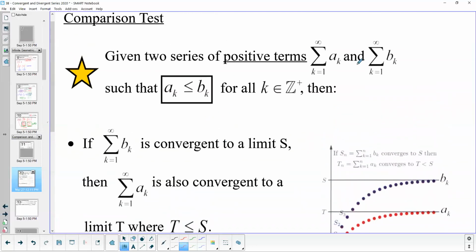And so this says, given two positive terms, a sub k and b sub k, the first thing you want to establish is a relationship between those two such that a sub k is less than or equal to b sub k for all values of k. And remember our notation here, k is a subset of the positive integers.